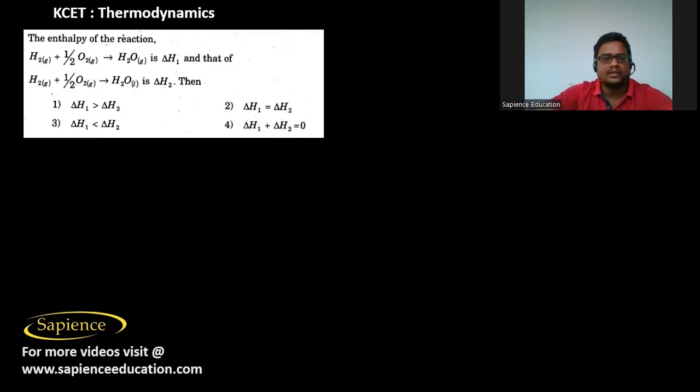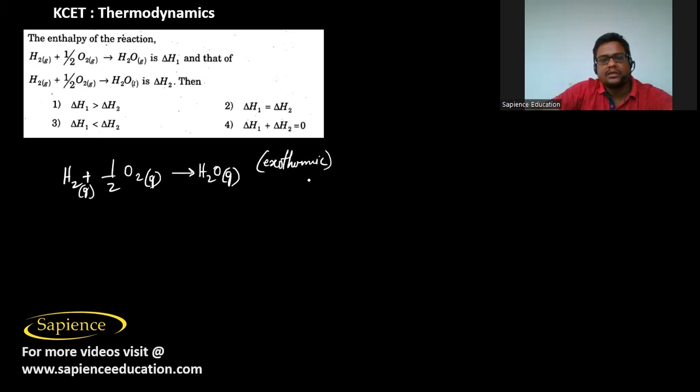Then it is told the enthalpy of the reaction. So here 1 mole of hydrogen is reacting with half mole of oxygen in the gaseous state to form H2O in the gas state. This reaction will be exothermic. So here delta H1 is negative.